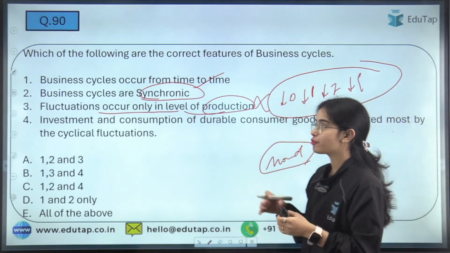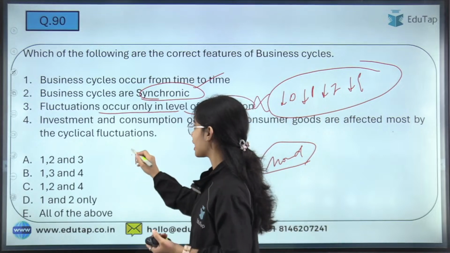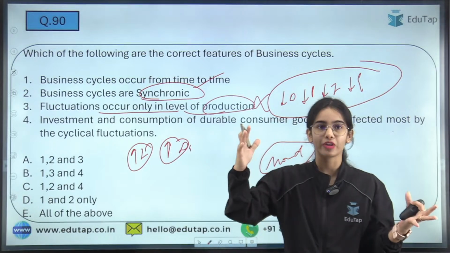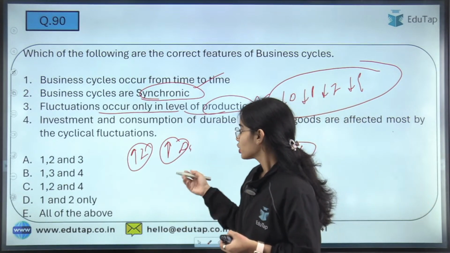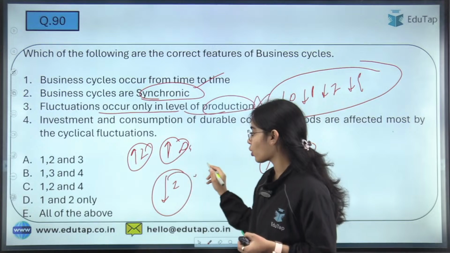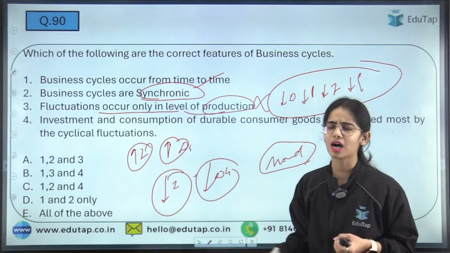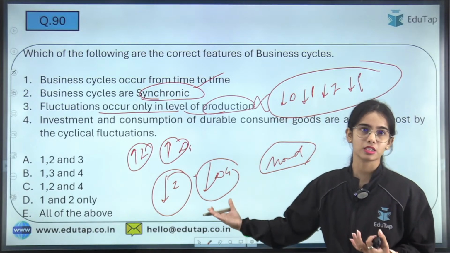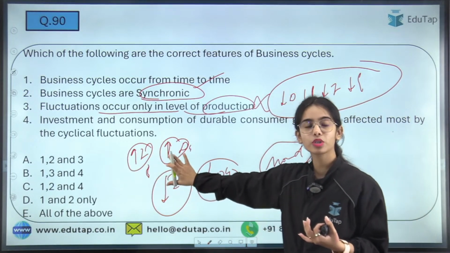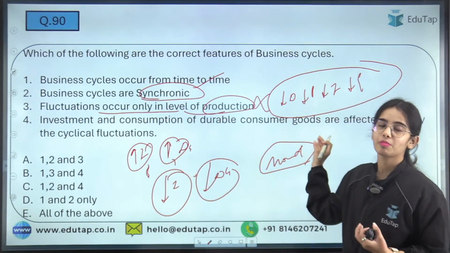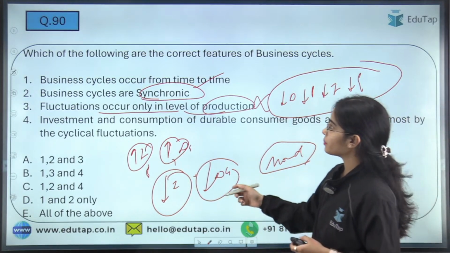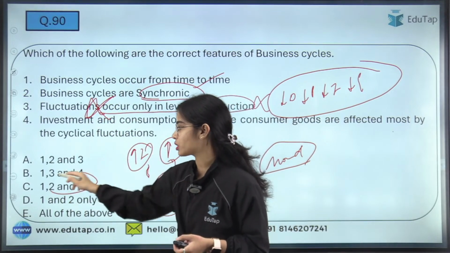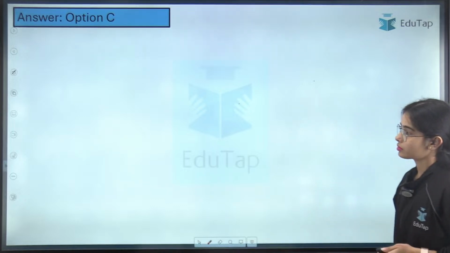But very high investment happens, and very high consumption of durable goods, when we are in the boom phase. When we are in the contraction phase, investment decreases a lot. Durable good demand, like the demand for cars, scooties, sofas, TVs, decreases. So yes, investment demand and durable good demand are very much affected by cyclical fluctuation. So only the third one was wrong, others are correct. So 1, 2 and 4 is the answer here.